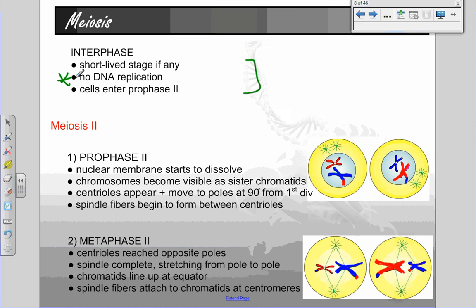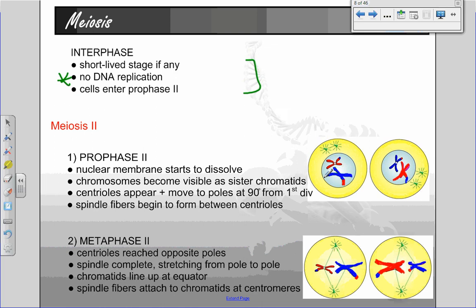So in the second meiotic division, prophase, again, the nuclear membrane starts to dissolve, the chromosomes become visible, the centrioles start to migrate to opposite poles. Now, they're going to migrate so they're kind of perpendicular, or at 90 degrees, from where they were at the first division, and that's just because of positioning. And that's not really a thing of great importance to remember. Okay, it's just the way it tends to happen.